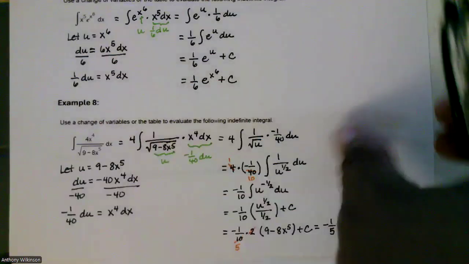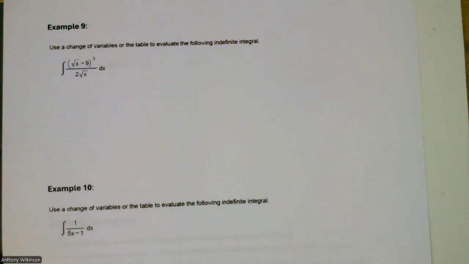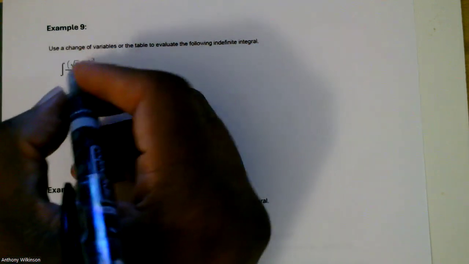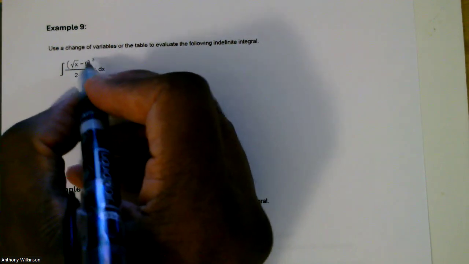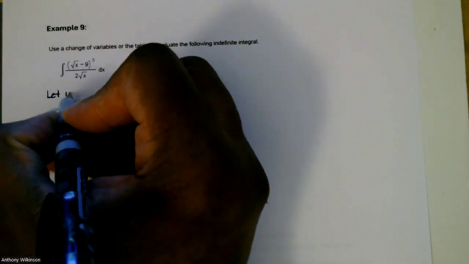All right. Example 9. Example 9 looks like this. Let's say we got the integral of the square root of x minus 9, and that quantity is to the 3rd power, divided by 2 square root of x dx. In this case, I'll just take what's in that numerator and what's inside the parentheses and use that as u. So I'm going to let u equal to the square root of x minus 9.